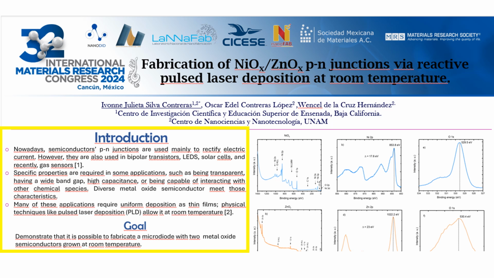Some of these applications require uniform deposition of the semiconductors as thin films. Physical techniques like pulsed laser deposition allow the deposition at room temperature, decreasing the time of fabrication. In this work, we pursued the fabrication of a microdiode with two metal oxide semiconductors using reactive pulsed laser deposition as the deposition method and photolithography to delimit the sizes.